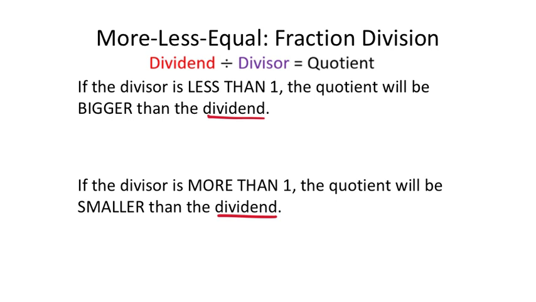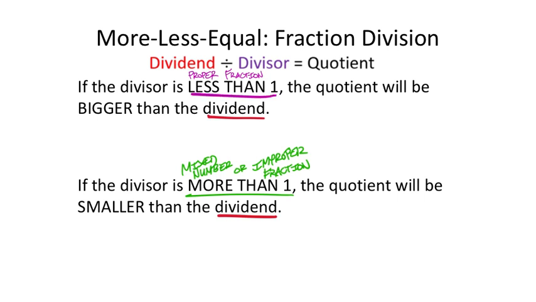Now, if the divisor is less than 1, that means that you would be looking at a proper fraction. So that would mean that the numerator is smaller than the denominator, or you could say that the denominator is bigger than the numerator. It doesn't matter. And then down here, if the divisor is more than 1, that means that you'd be looking at either a mixed number or an improper fraction. Okay, so that's just identifying the values that were already in these statements.